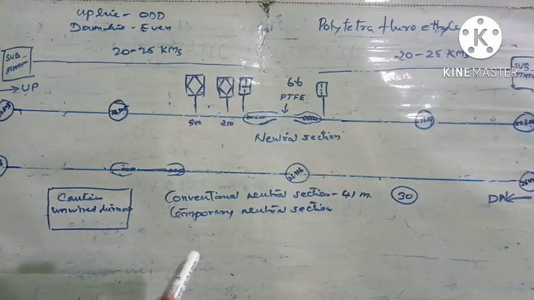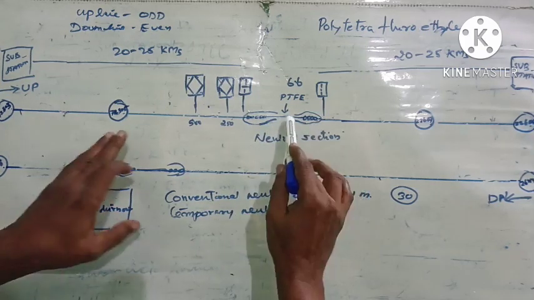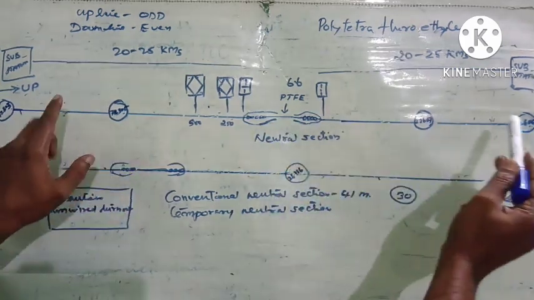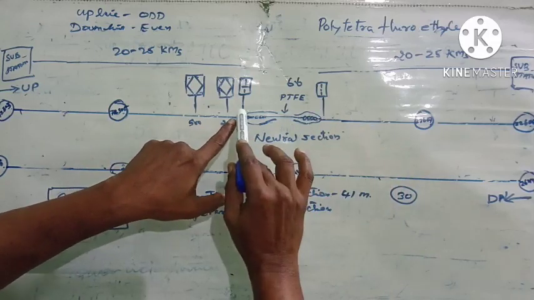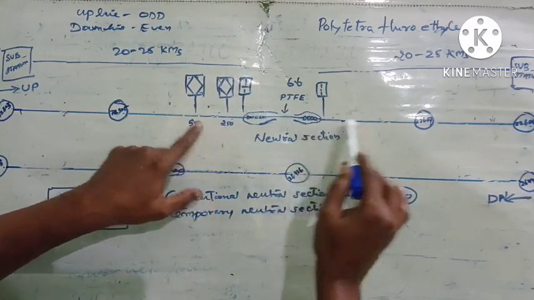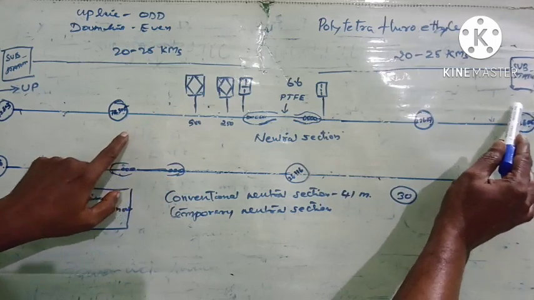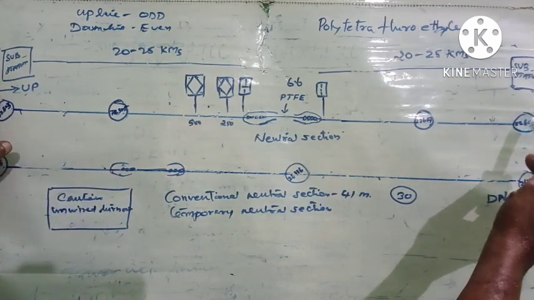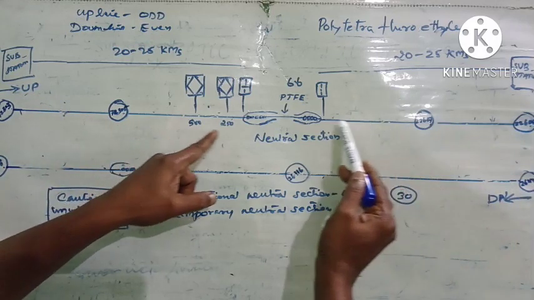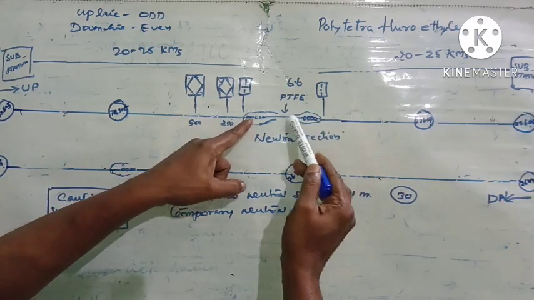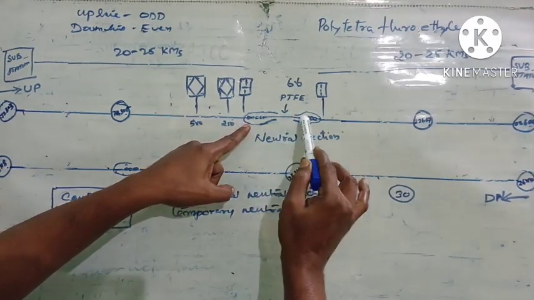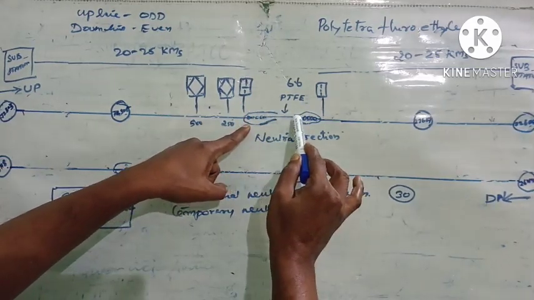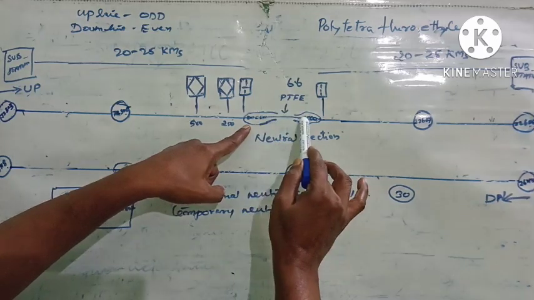Now let us come to the term neutral section. Neutral section is the section where feeds from two substations are connected by a non-conducting line. Here one substation, another substation here, and the feeds from two substations are coming together here, and this is connected by a neutral section. That means this section will not be having any power. It is a dead OHE.